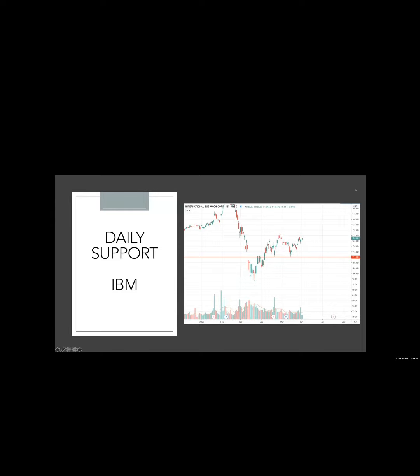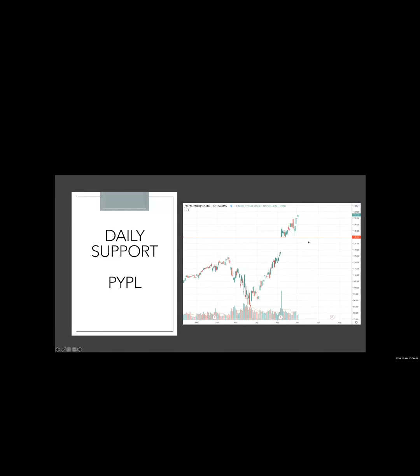So daily support for PayPal. I mean, this one's just super clear. It gapped up. This is from earnings, gapped up all the way from about 127, 128, gapped all the way to 140. And then it pushed through.